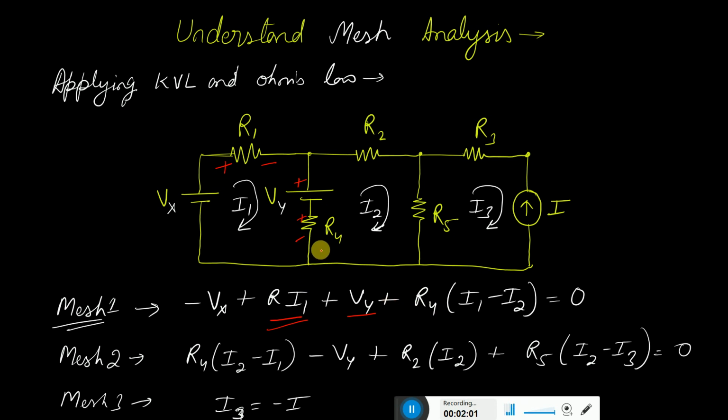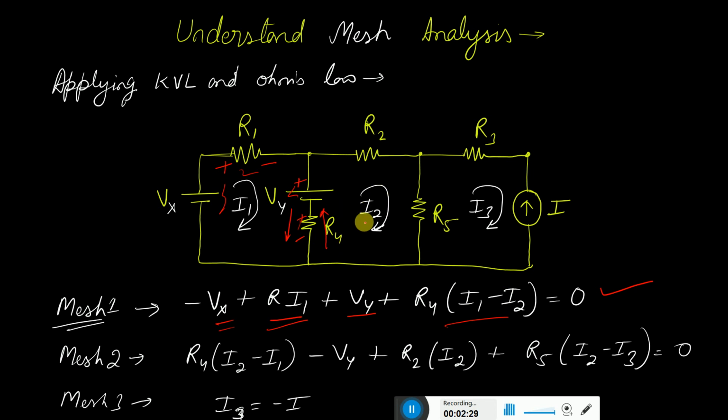But this R4 is sharing the current. One is I1, which is going from top to bottom, that is our reference right now, and I2, which is moving from bottom to top. So it is trying to oppose, so the net current is I1 minus I2, multiplied with R4. So we are adding up four terms, and that is equal to 0.